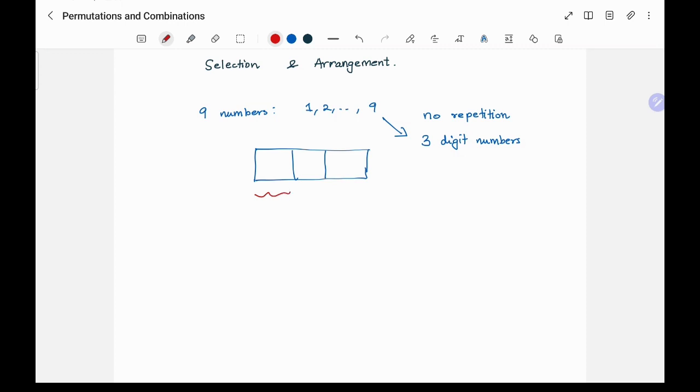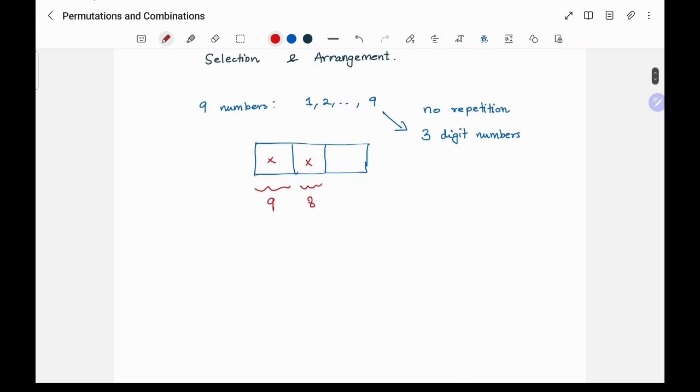So if you see this box, we can put all 9 numbers. So it is like 9. So after we have selected one, how much will be left? There will be 8 numbers left, right? So in the second box, we can fill it with 8 numbers. Similarly, after filling these two boxes, we'll be left with 7 numbers. So the third number, we can fill it in 7 ways, right? So the total number of ways, that is nothing but the total 3-digit numbers, will be 9 into 8 into 7.